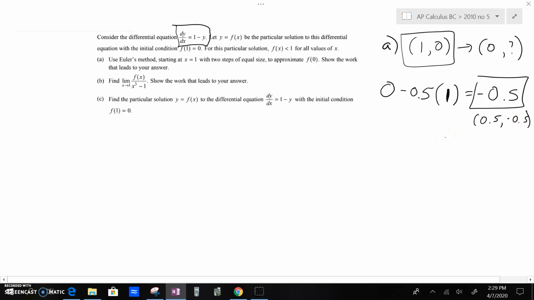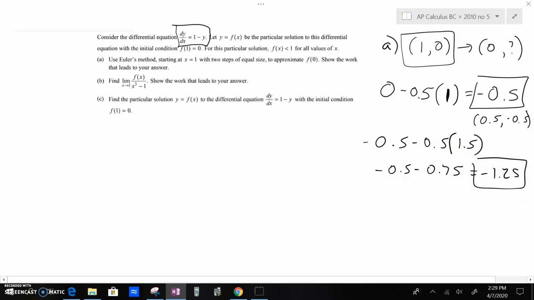Now we're going to move back one more half step, so we take that negative 0.5 and go minus 0.5 times whatever the slope is at that spot. The slope at negative 0.5 would be 1.5 if we plug negative 0.5 into the slope equation. So it'd be negative 0.5 minus 0.75, and that would be negative 1.25. So my question mark, because I moved back the other half step, would be negative 1.25, or negative 5/4. We could certainly write that as negative 5/4.